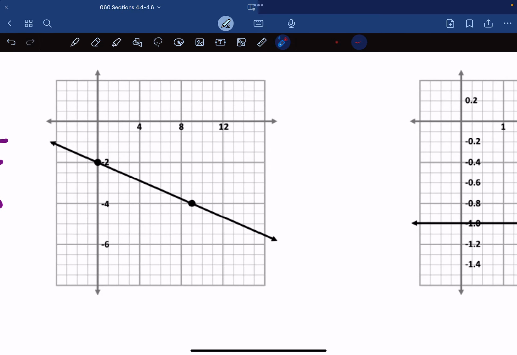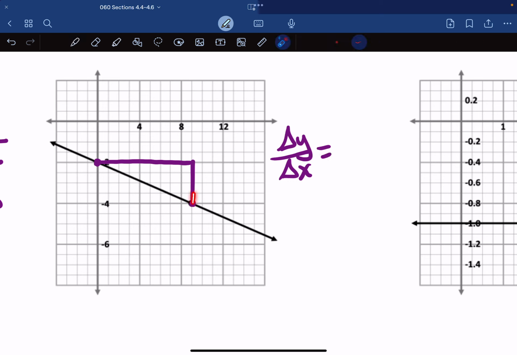So you may have already guessed what kind of slope this is going to be, but let's go ahead and look at it. We already have our 2 points identified on the graph. So we're going to look at that rate of change that's going on, our change in y over our change in x.